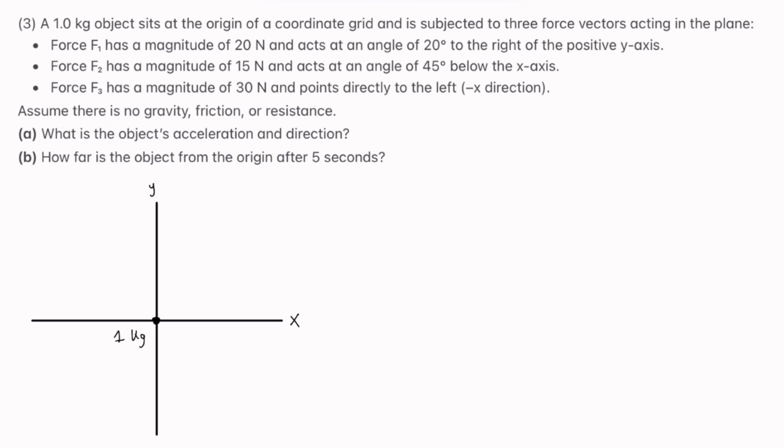Force F1 has a magnitude of 20 newtons and acts at an angle of 20 degrees to the right of the positive y-axis. So F1, magnitude 20 newtons, acts 20 degrees to the right of the y-axis. We have a second force F2 with a magnitude of 15 newtons that acts at an angle of 45 degrees below the x-axis. And finally, a force F3 that has a magnitude of 30 newtons and points directly to the left in the negative x direction.